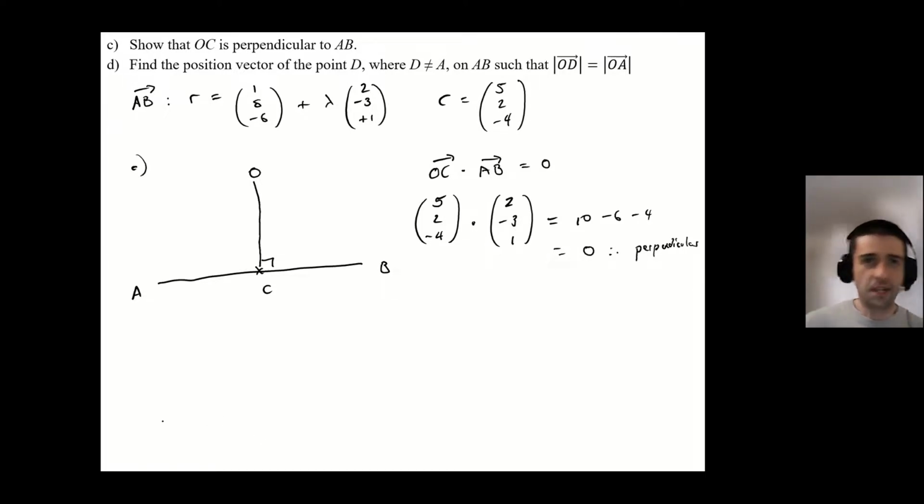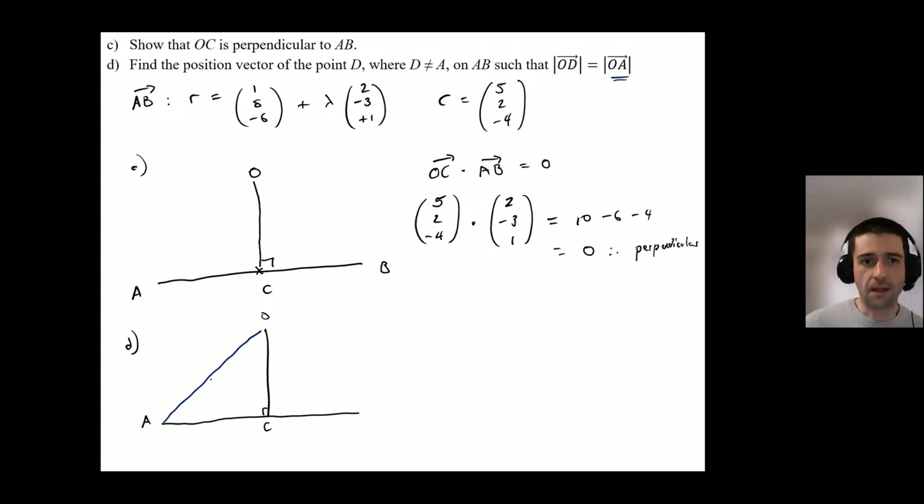Now, part D. The position vector of the point D, where D does not equal A, such that O to D is equal to O to A. Now, let's just do another quick diagram here. We've got this point A here, this point C, relative to an origin, and we now know that that passes at right angles. So I'm just going to draw a line in, O to A. And then I'm going to draw O to D.